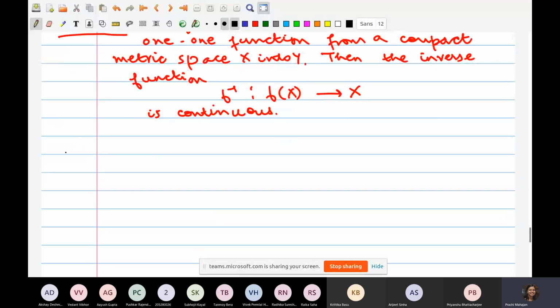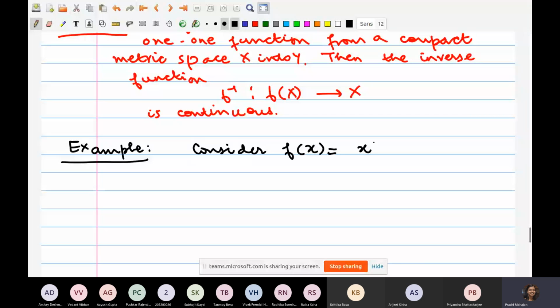take a very simple example. Let's consider f defined as follows: f of x is x to the power n, where n is some positive integer and x varies over the set of positive real numbers. Now one can check that for this example f is injective and f is continuous, right?